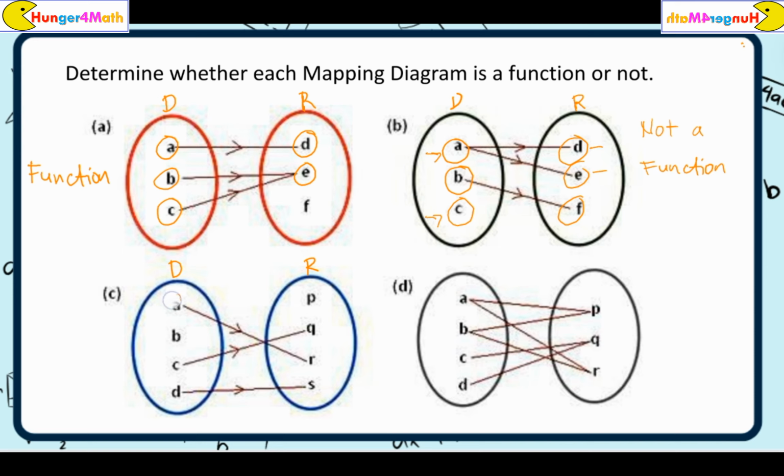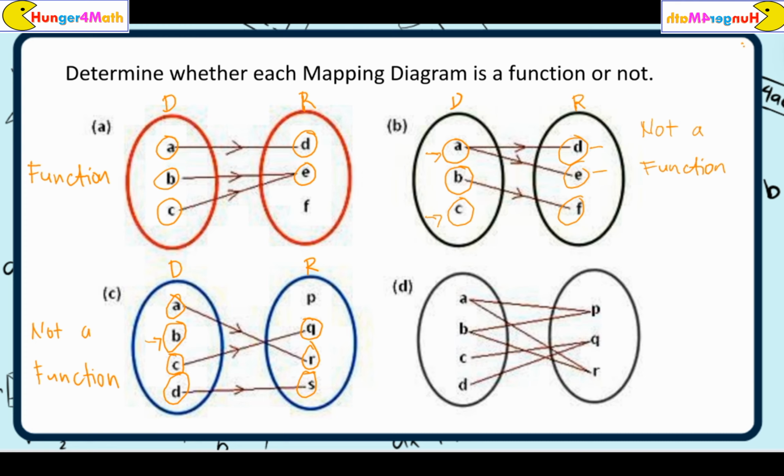Letter C, so let's name the first set as the domain, and the second set will be for the range. Let's check the domain. So A is paired up with R, B with no range, C with Q, D with S. Now, A, C, and D are exactly paired up with R, Q, or S respectively, but letter B doesn't have a range. So this is not a function. Okay, so each domain must have exactly one range.